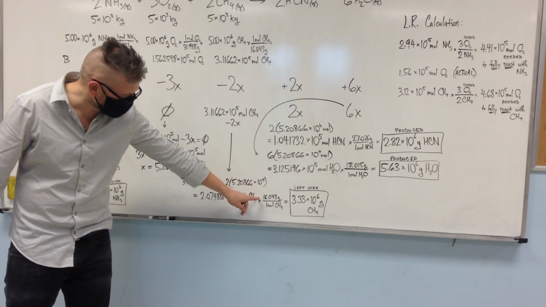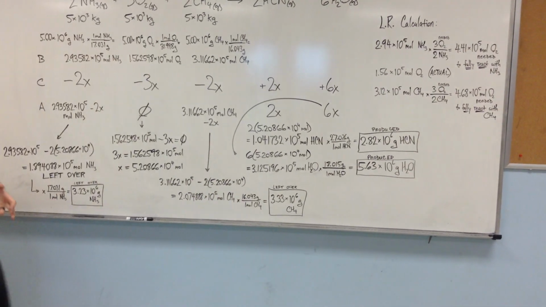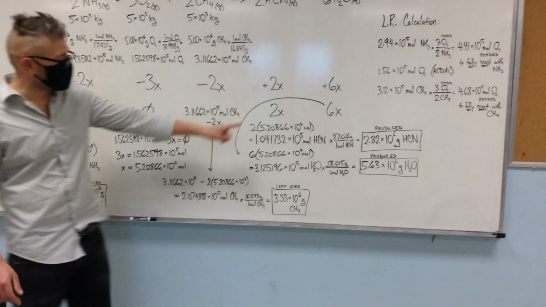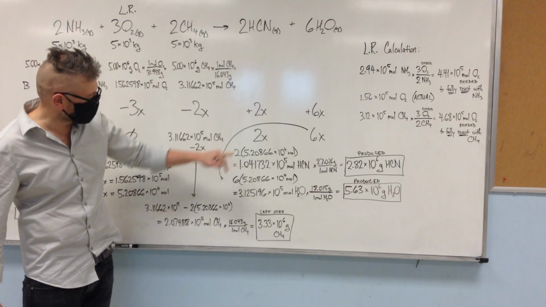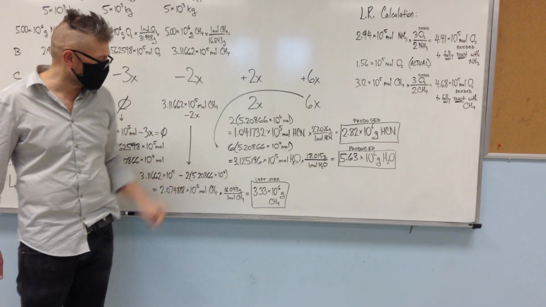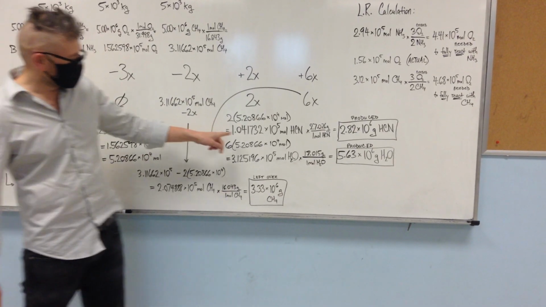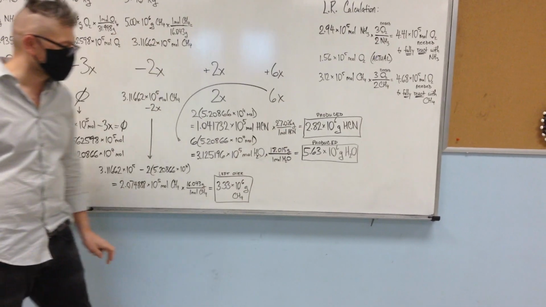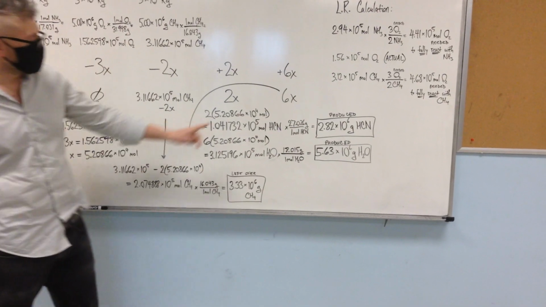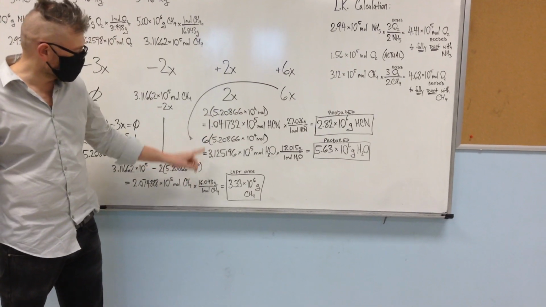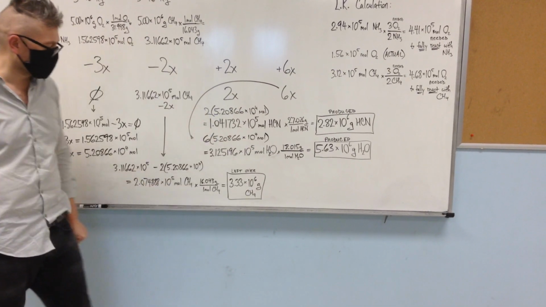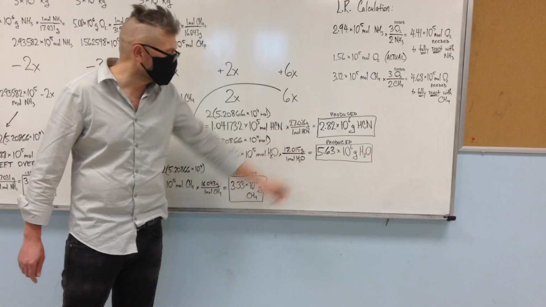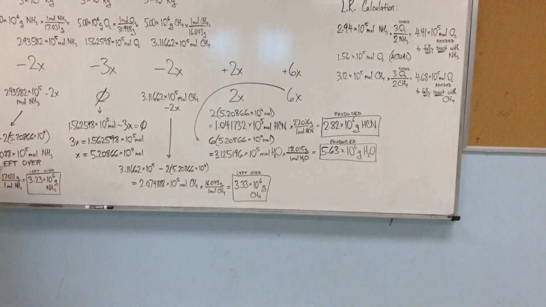Multiplying by the molar mass, I can find the mass of CH4 left over. I can do the same thing over here. For the amount of HCN produced, 2x, 2 times x, and then converting those moles of HCN to mass, I can find the grams of HCN produced. Same thing with 6x, 6 times that x value, I can find the moles of H2O. Converting using grams, I can find the mass of H2O produced.